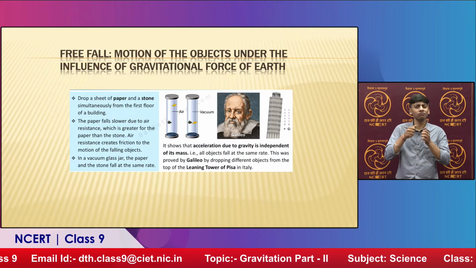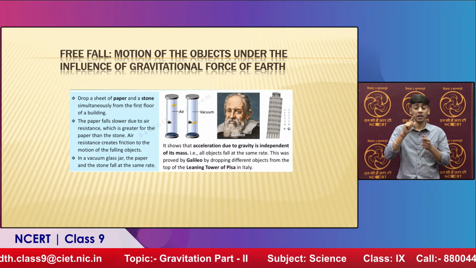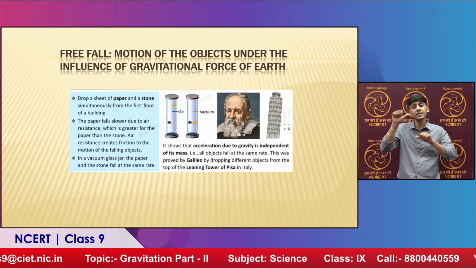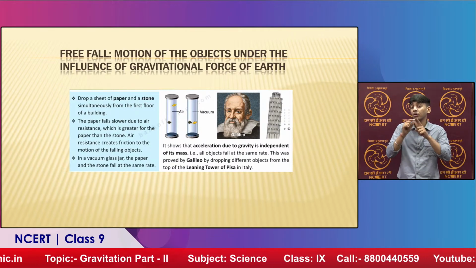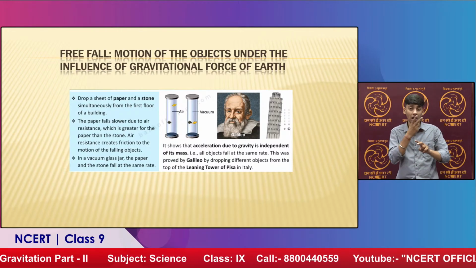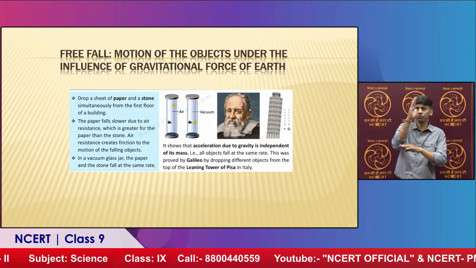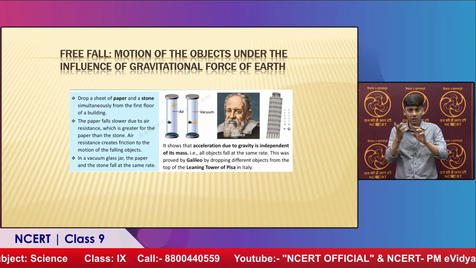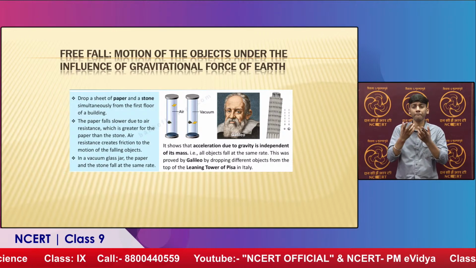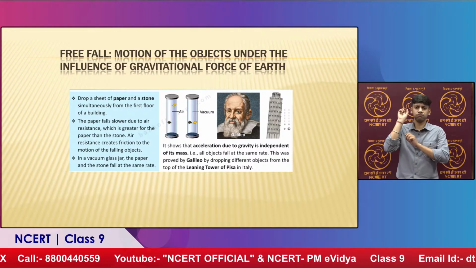In this figure, you can see Galileo, who was a scientist. He performed an experiment and dropped two stones of different masses from the Leaning Tower of Pisa in Italy. So what did he find? He found that both the stones reached the ground at the same time. The figure shows that acceleration due to gravity is independent of mass.